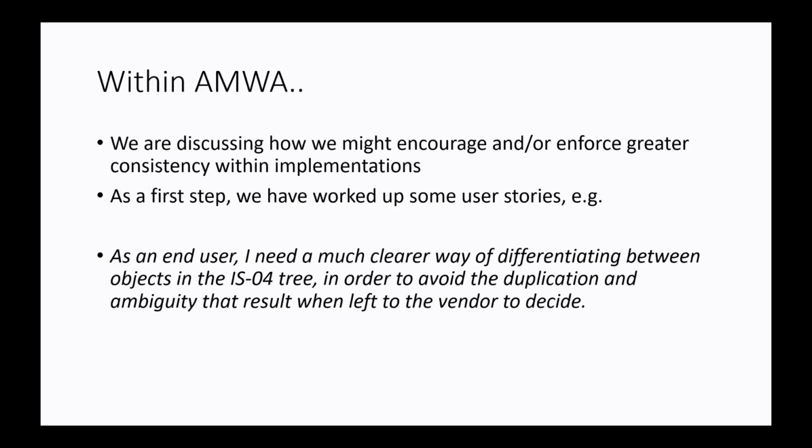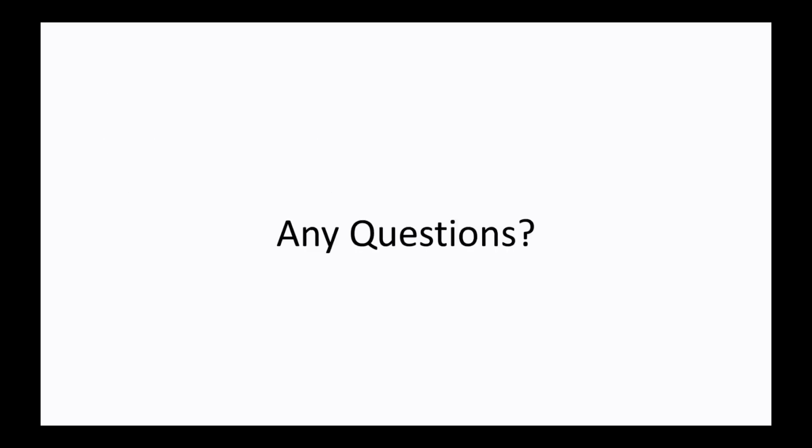So what's happening within AMWA? We're discussing how we might encourage or enforce some of these things within implementations. As a first step, we've worked up some user stories which try and set the stage for how a piece of work might be able to deliver some tangible results. So at that high level, I just need a clearer way of differentiating between objects that appear in the tree. Because when we leave vendors to decide, there's just too much ambiguity. That's me. Any questions?